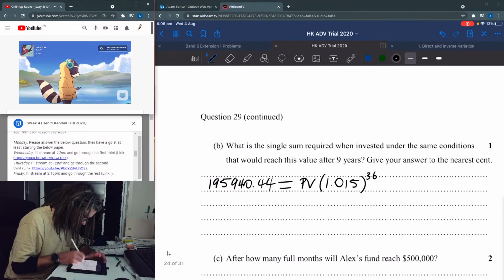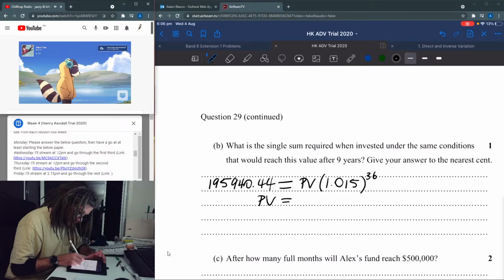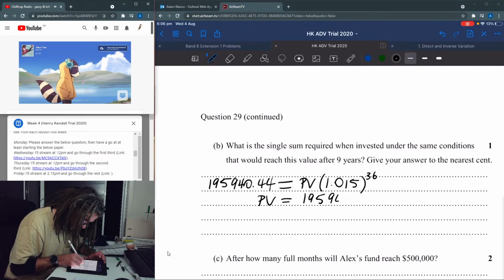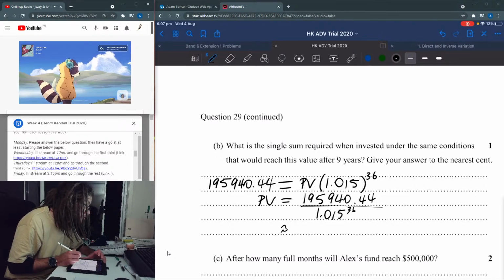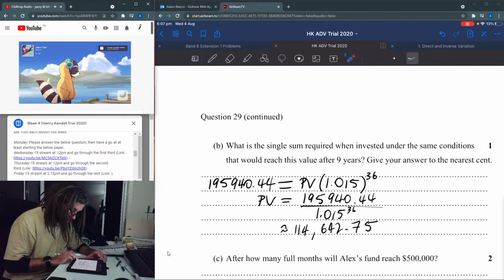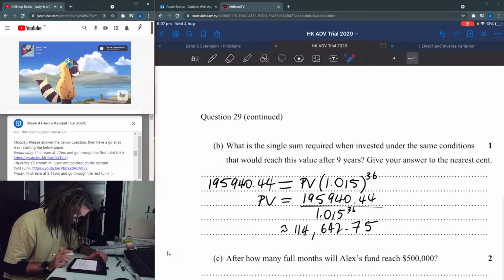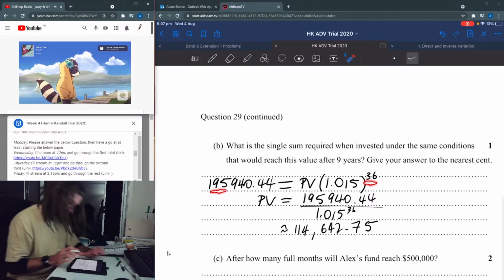So PV equals, and I'm literally just going to get this and put it underneath there. So 195,940.44 on 1.015 to the power 36, and that's around about equal to 114,642. So if I put that in the calculator, wow, that's a lot of money, like $100,000. Just after 36 months, so 9 years, it only compounds. Actually, that's quite a lot. What's that compounding? Like 70 grand or something.